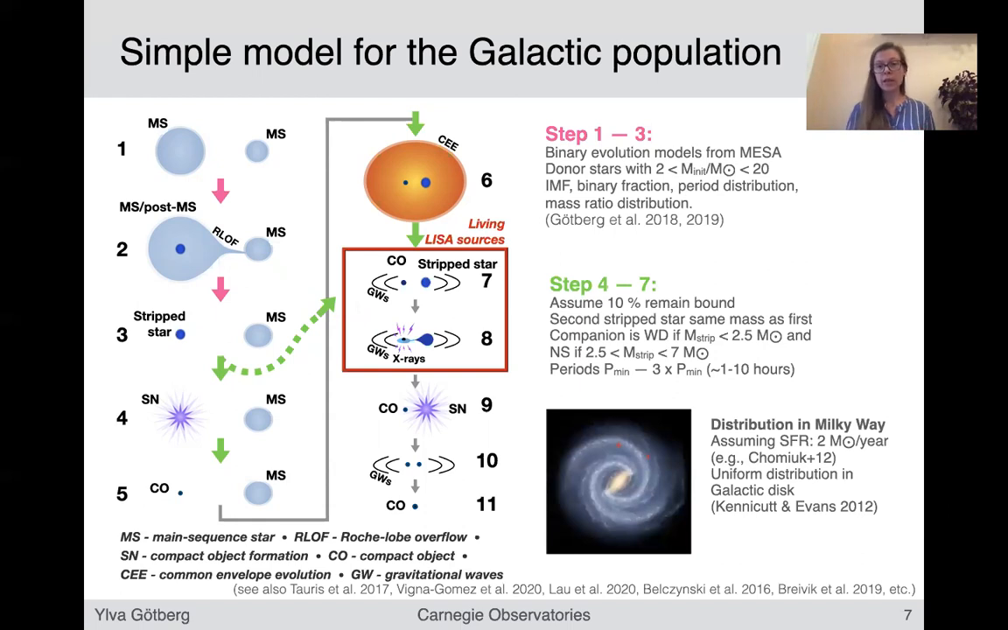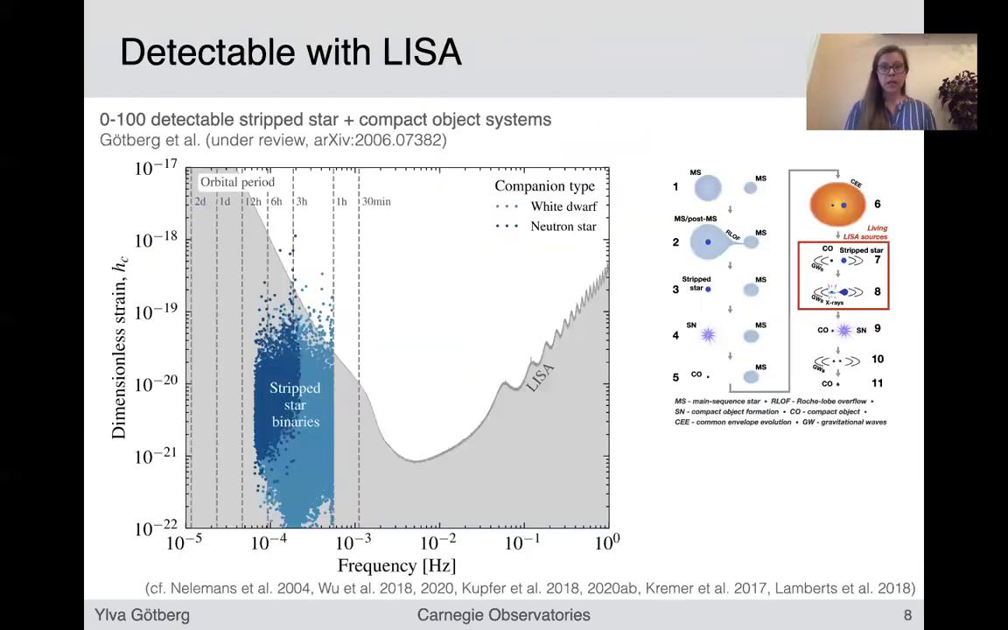We populated the galaxy in a uniform distribution with these stripped star binaries, which roughly follows the star formation in the Milky Way. As a result, we found about 100,000 of these stripped star binaries. 90,000 of them are orbiting white dwarfs, whilst about 5,000 are orbiting neutron stars. And here I have neglected the stripped stars orbiting black holes, but they should also exist, probably just in fewer number and maybe higher masses.